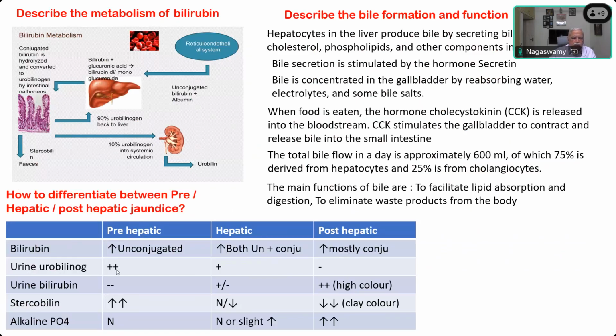And urine urobilinogen will be very high in pre-hepatic, so you get a very dark colored urine, whereas in hepatic you will have less urobilinogen, and in post-hepatic, because nothing is coming out, you will have even lesser urobilinogen. But urine bilirubin will be very high in post-hepatic, and it will not be present in pre-hepatic. And stercobilin will be very high in pre-hepatic, whereas it will not be present in post-hepatic, so you get a clay-colored stool. And alkaline phosphatase will be enormously raised. What about prothrombin time?